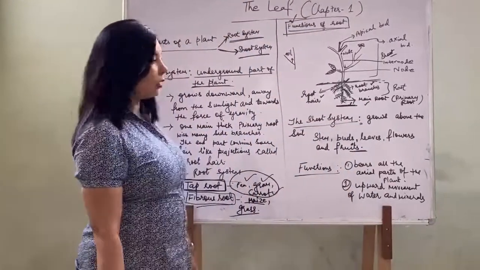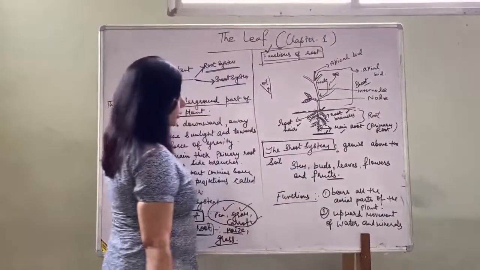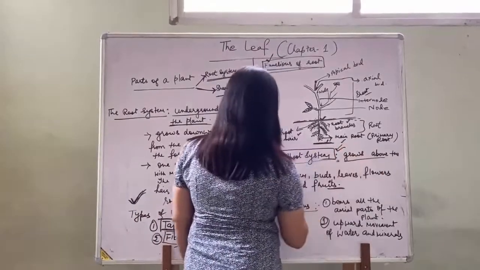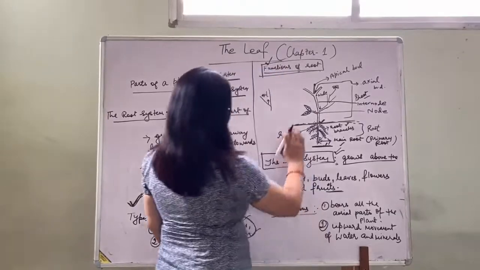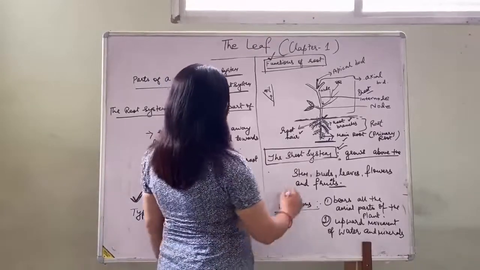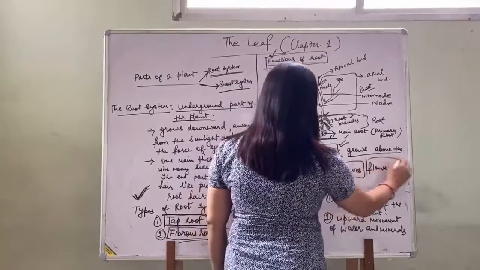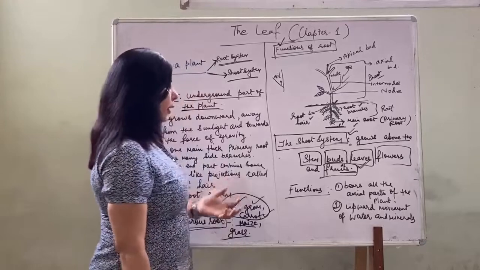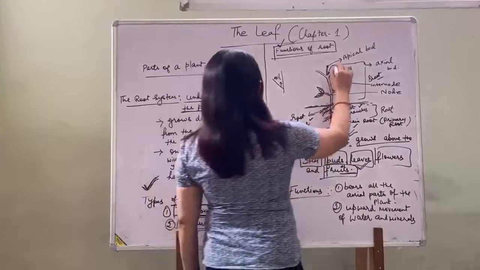Now let us discuss the second part of the plant, that is the shoot system. The shoot system of the plant grows above the ground, towards the sunlight, and it bears stem, buds, leaves, flowers and fruits. So this is the shoot system.